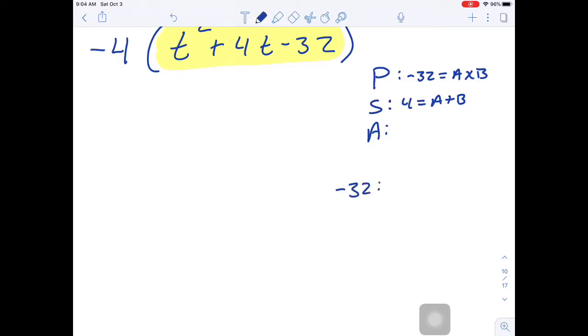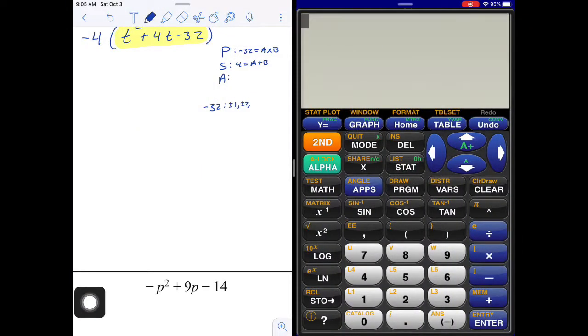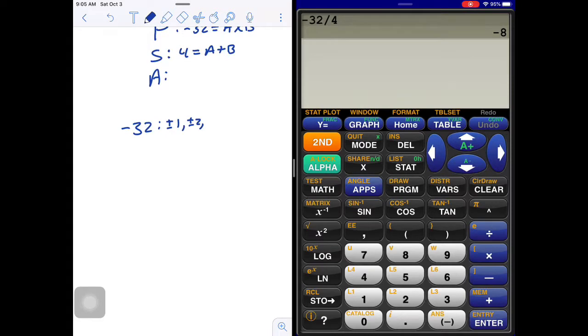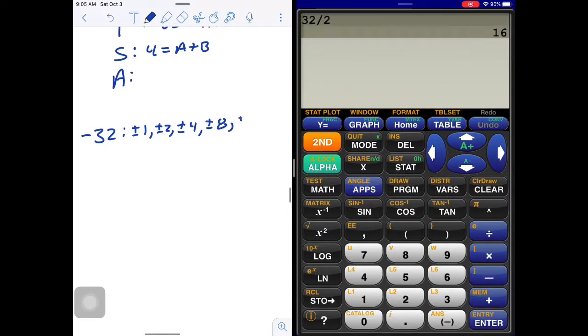So negative 32, that will be plus or minus 1, plus or minus 2. Let's see, it wouldn't be 3. I don't know if 4 counts in here. Let's see. 32 divided by, well, it'd be negative 32 divided by 4. That gives me negative 8. So plus or minus 4, plus or minus 8 accounts as well, because 32 divided by 8 gives you 4. 32 divided by 2 gives you 16, so plus or minus 16, and then 32. So you have tons of options.